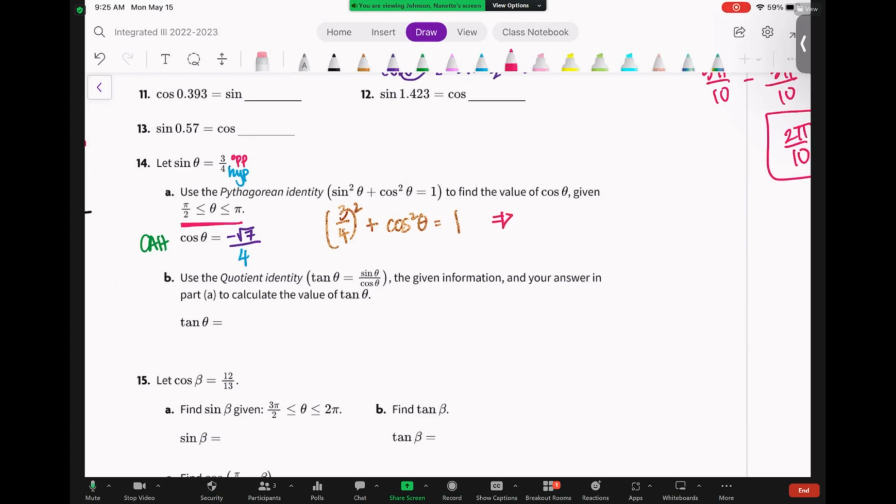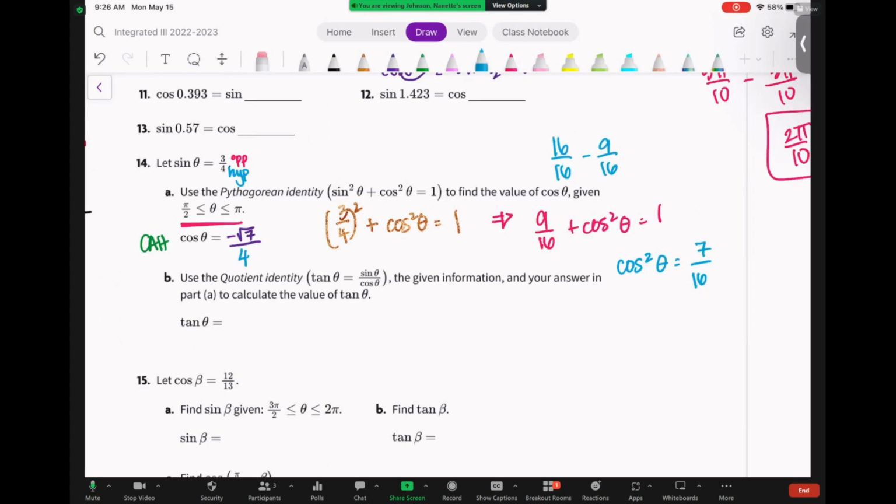That would be 9/16 plus cosine squared equals 1. And then I'd subtract, right? So then I'd get cosine squared equals, what's 1 minus 9/16? So in my head, I'm thinking 16/16 minus 9/16. You can use a calculator. I'm not going to. So it's 7/16, right?